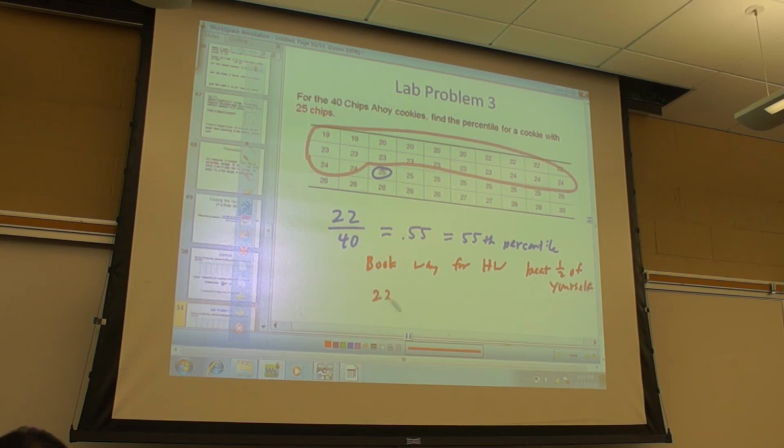So it's 22.5 out of 40, which is, I think, 0.57 maybe? 0.5625 or something like that? Help me out. 22.5 divided by 40 is 0.5625. So it's the 56th percentile.